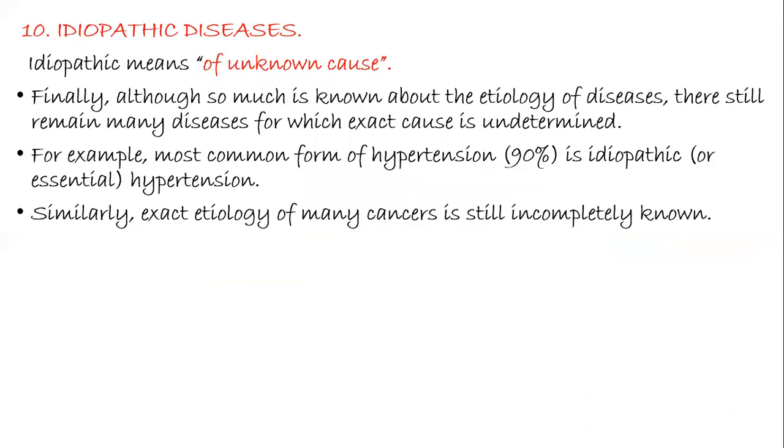The next cause is idiopathic diseases. Idiopathic means unknown cause. Finally, although so much is known about the etiology of diseases, there still remain many diseases for which the exact cause is undetermined. For example, the most common form of hypertension, which constitutes 90% of the cases, is idiopathic or essential hypertension. Similarly, the exact etiology of many cancers is still incompletely known.